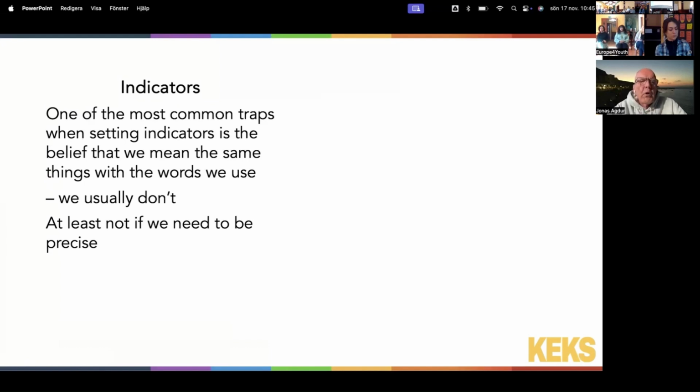Indicators then. One of the most common traps when setting indicators is the belief that we mean the same things with the words we use. We usually don't, at least not if we need to be precise. I've been using the word quality, and if I had asked in advance, I would have gotten quite a lot of different answers from you on what is quality. I've been using the word indicator or participation, and I would also get a lot of different interpretations of these words. And we need to be precise when working with quality indicators.